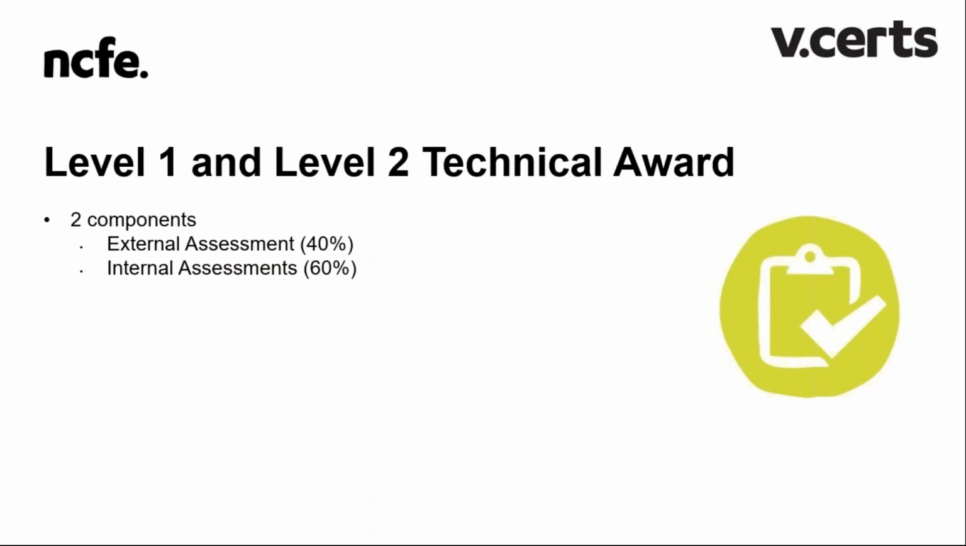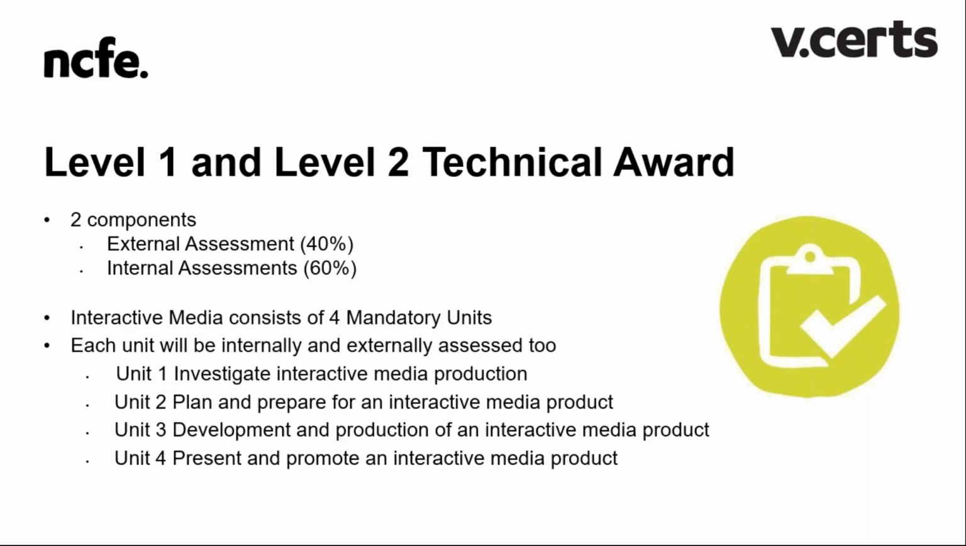So the Level 1 and Level 2 Technical Award in Interactive Media consists of 2 assessment components. There's an external assessment worth 40% of the final grade, and the internally assessed coursework, and that's worth 60%. Interactive media itself has got 4 mandatory units. Each unit is internally assessed with the internally assessed tasks that we have, but each unit is also externally assessed. The content and specification that's in those 4 units does appear on the external assessment as well.